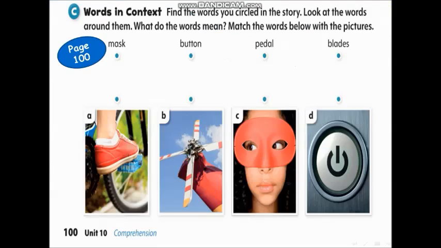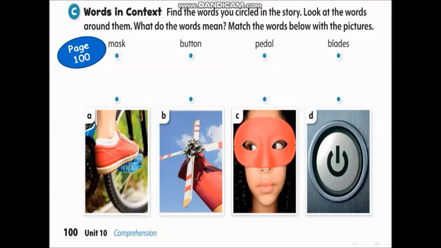Okay, now let's get back to the words in context. Do you remember them? The words mask, pattern, pedal, blades. Okay, find the words you circled in the story. Look at the words around them. What do the words mean? Match the words below with the pictures. Okay, each word of those has a meaning.